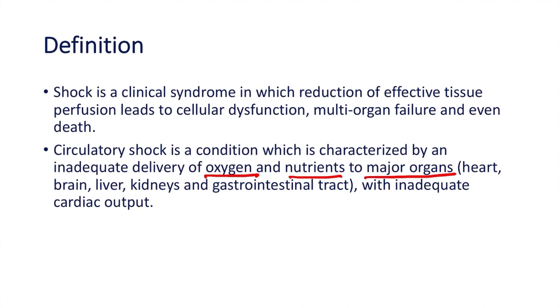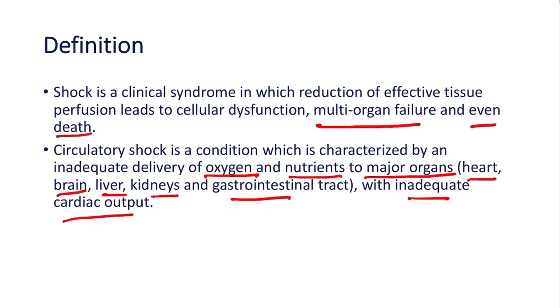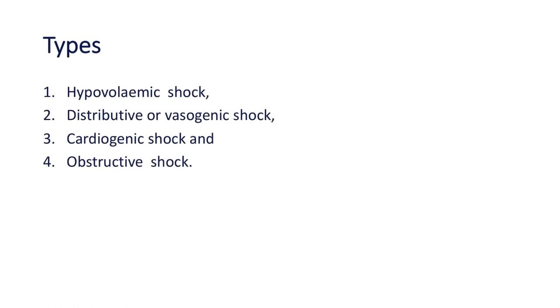So which are major organs? These are heart, then brain, liver, kidney, gastrointestinal tract. So here these major organs get less oxygen supply, less nutrient supply. Also there is inadequate cardiac output, which leads to multi-organ failure, and in some advanced cases it can even lead to death. So this is shock.